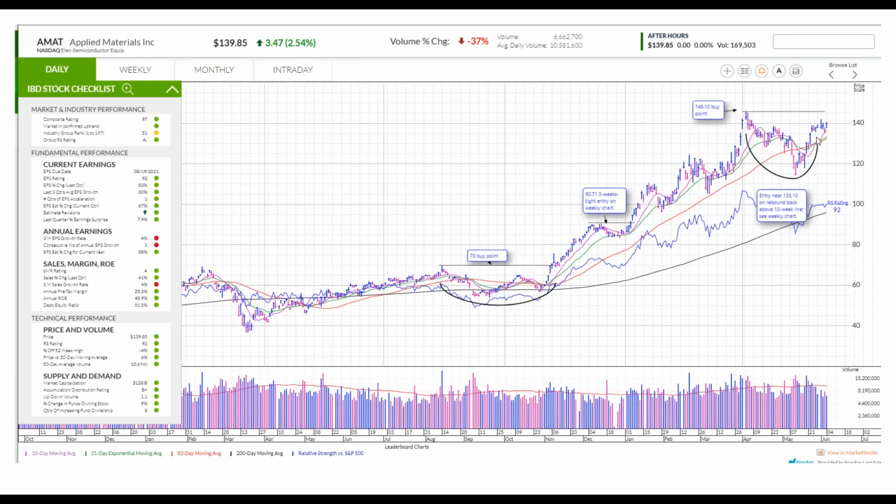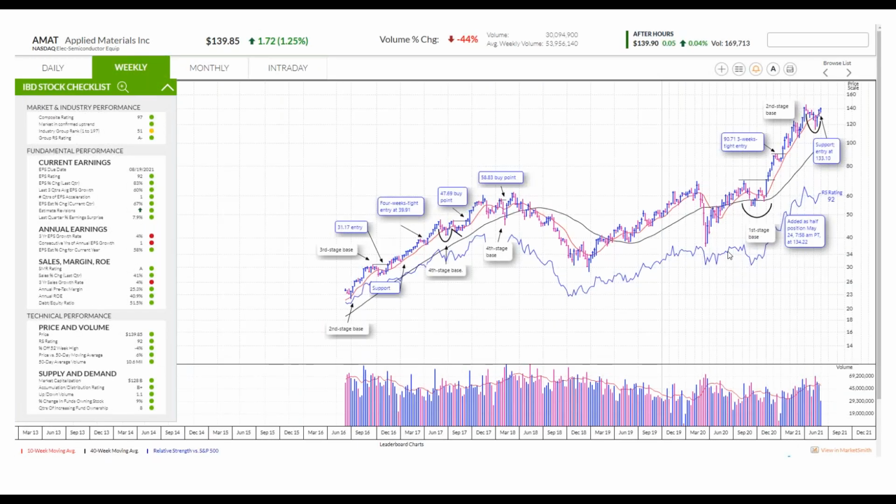Showing you the buy points, showing you the basis. It pulls stock checkup into the charts. The only place it really does this, I think, is on leaderboard. So here's a daily chart. They'll tell you the entries, why they entered. So like I said, it's kind of hold your hand investing.